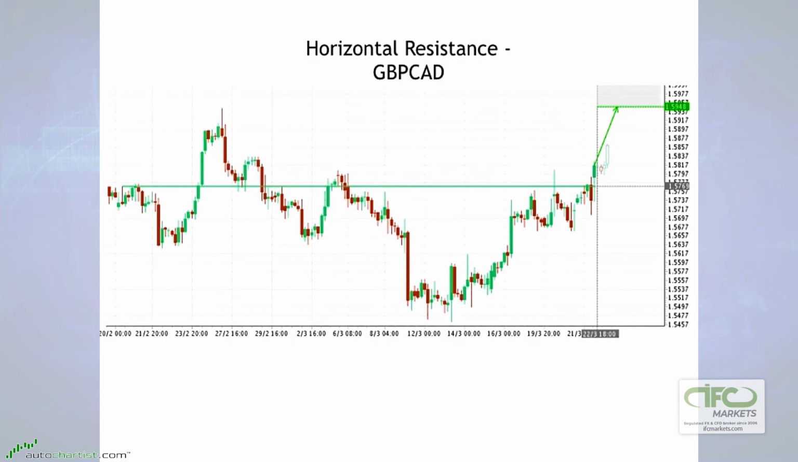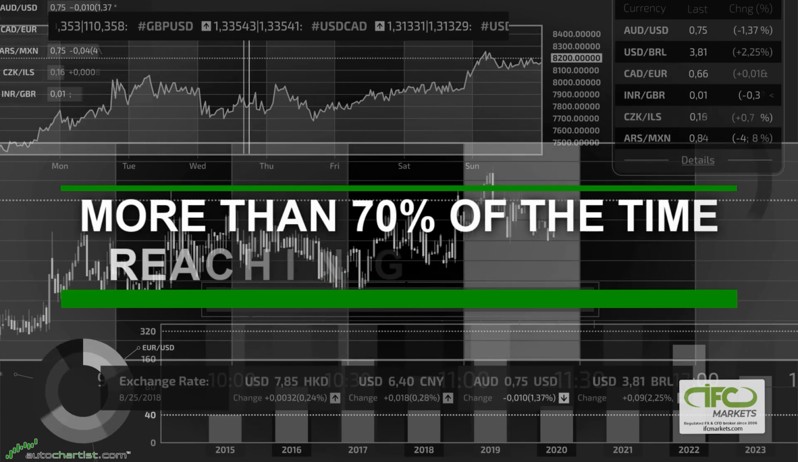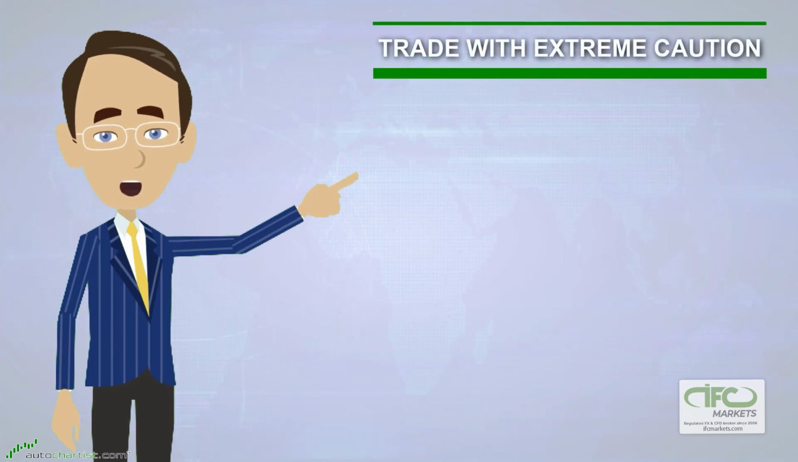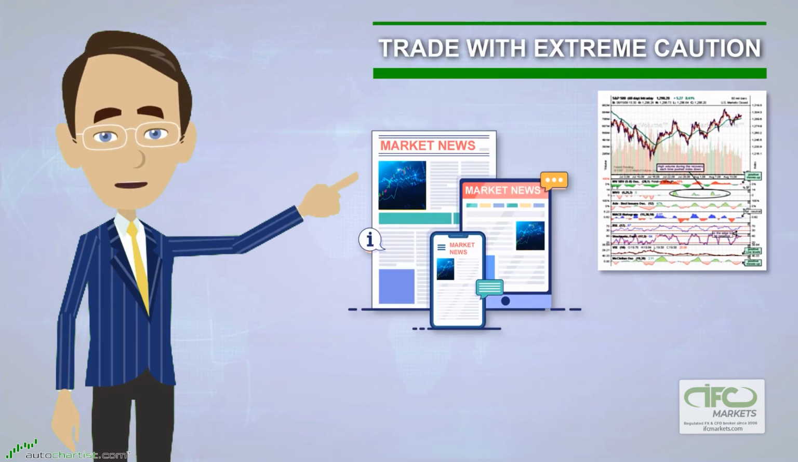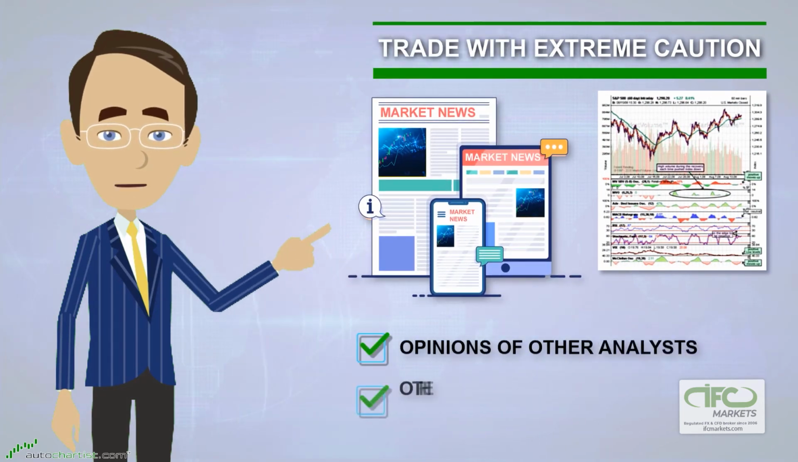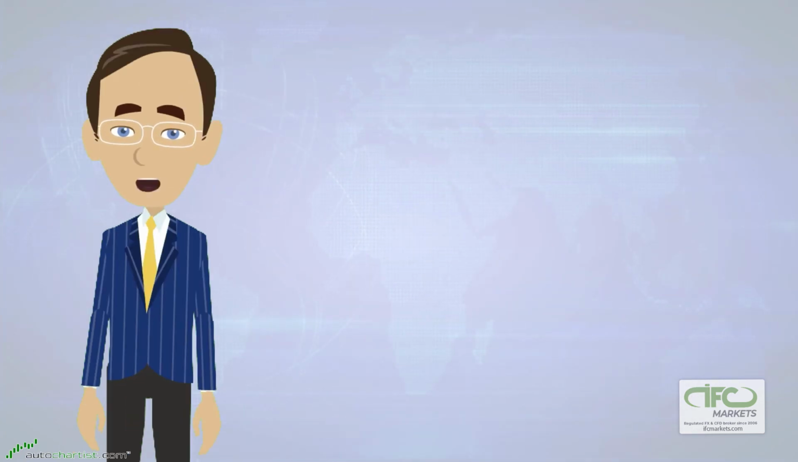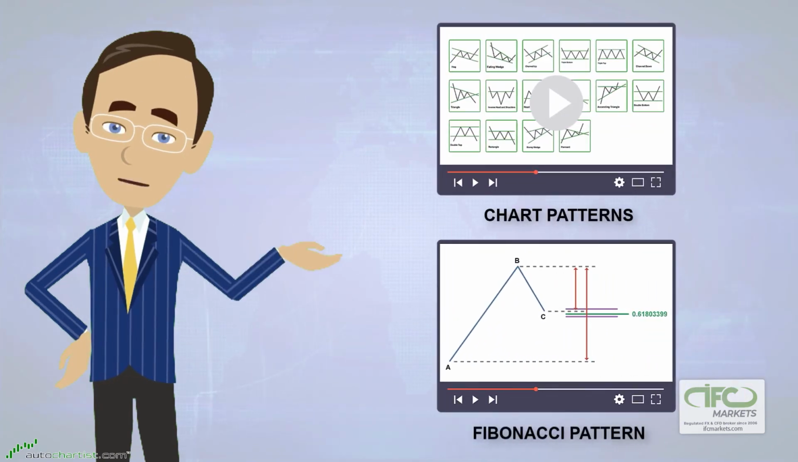Here's another great example, where you can find an ascending triangle that is confirmed by a greater resistance level on the GBPCAD currency pair. Although our key levels have a very high accuracy rate, most often more than 70% of the time reaching their targets, we still advise you to trade with extreme caution and to use this type of analysis together with other research, such as news, the opinions of other analysts, and other forms of technical or fundamental analysis. For more information on other types of analysis, you can also watch the videos on chart patterns and Fibonacci pattern.